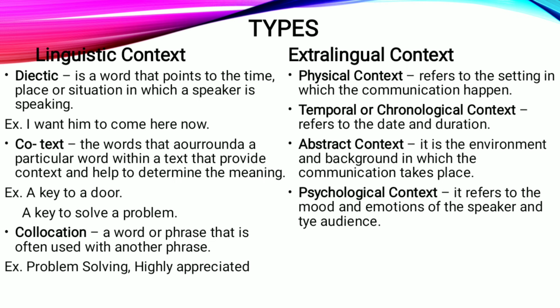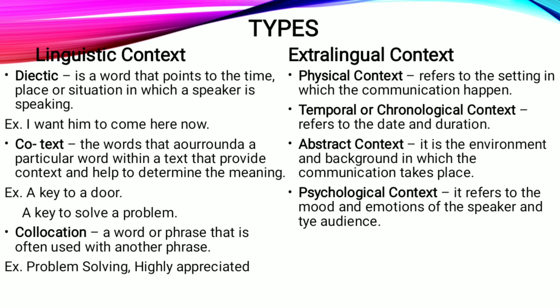Another type of linguistic context is the collocation. When we say collocation, it is a word or phrase that is often used with another phrase. For example, problem solving. The word problem is a different word, and the word solving is also a different word. But in collocation, they are kumbaga pinagsama. So that is collocation, a combination of two different words. Another example is highly appreciated.